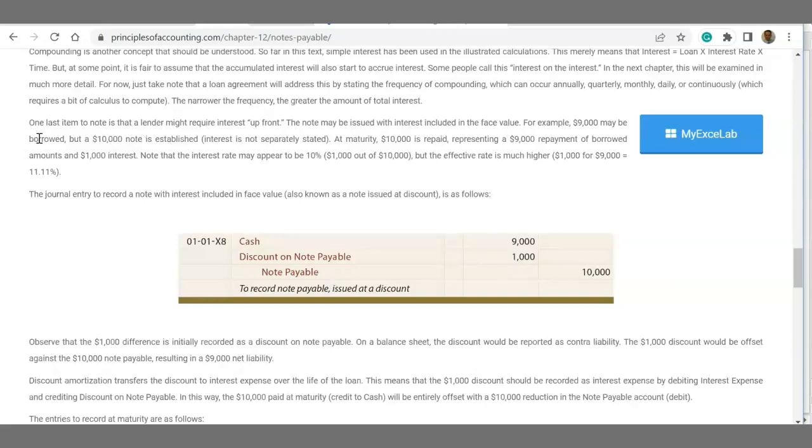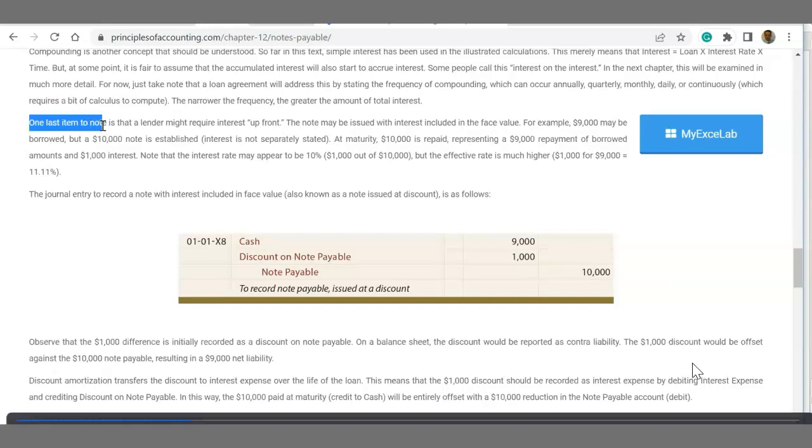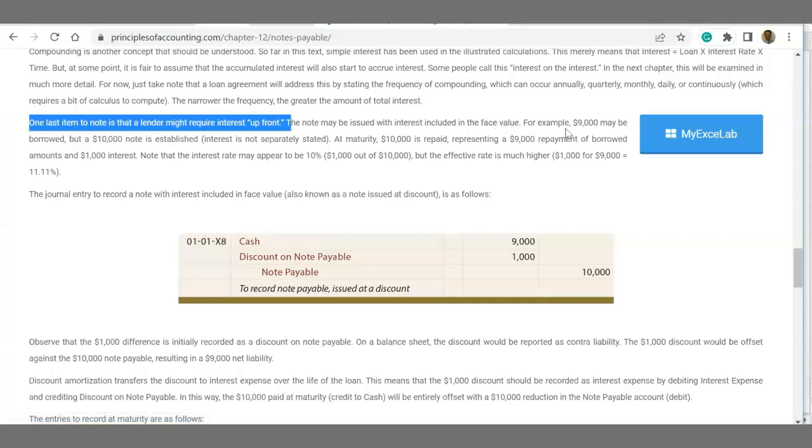Okay, we have to read this one. One last item to note is that in some cases, the lender might ask for interest upfront. The note may be issued with interest included in the face value. For example, $9,000 may be borrowed, but a $10,000 note is established. That means interest is not separately stated. At maturity, $10,000 is repaid, representing a $9,000 repayment of the original borrowing plus $1,000 interest.